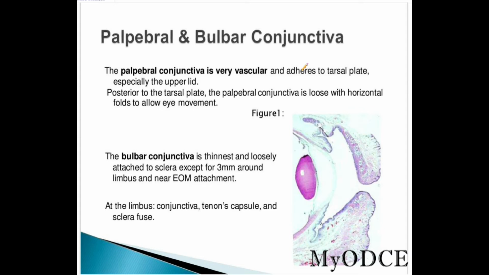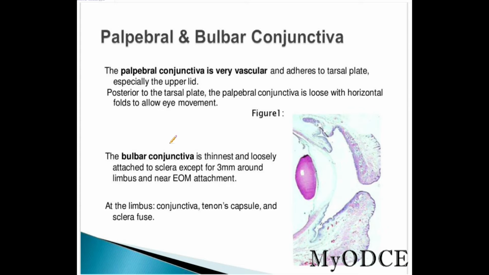The palpebral conjunctiva is very vascular, and it, however, adheres to the tarsal plate, especially the upper lid. Posterior to the tarsal plate, the palpebral conjunctiva is more loose with horizontal folds that allow for eye movement. So the bulbar conjunctiva is the thinnest and loosely attached to the sclera, except for 3 millimeters around the limbus and near the extraocular muscle attachments.